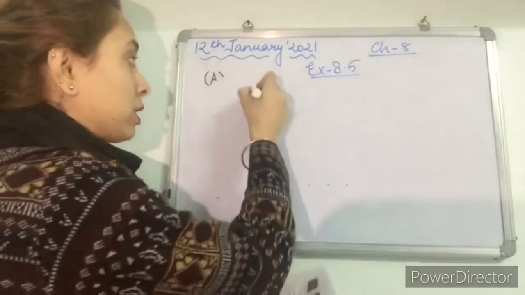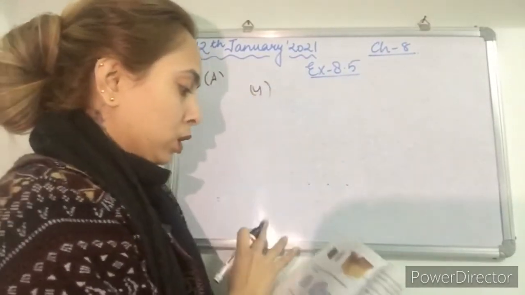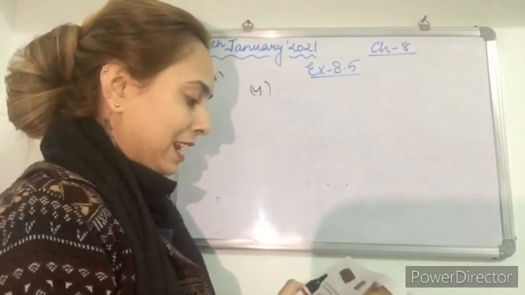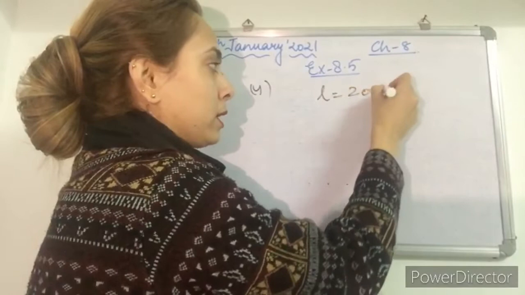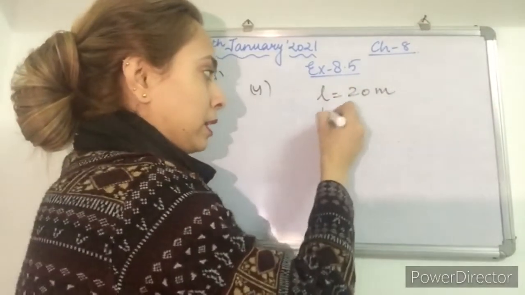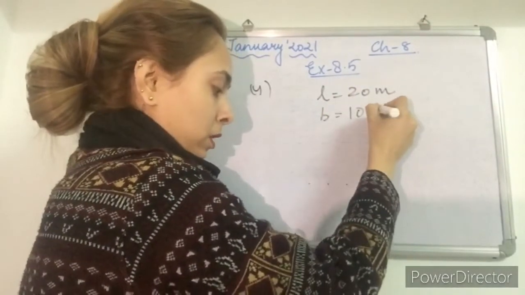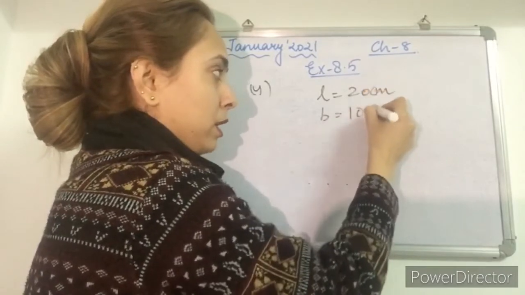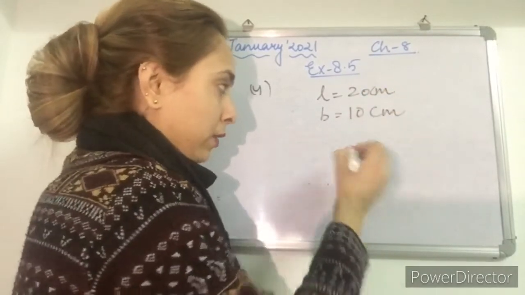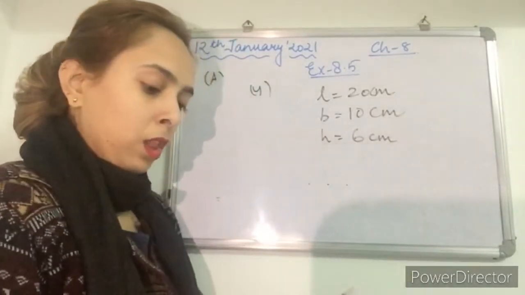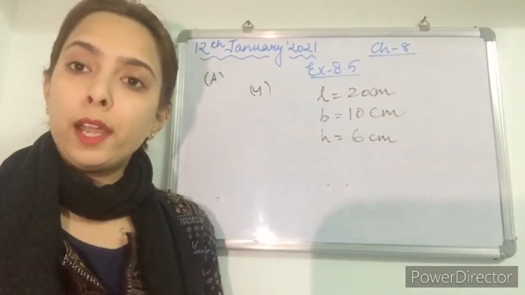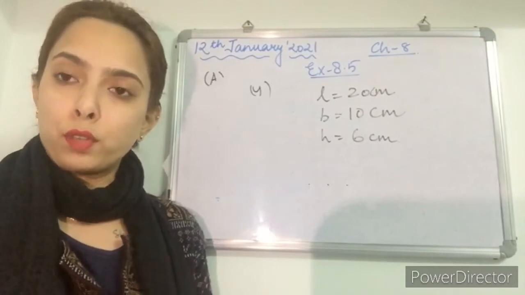So fourth sum, it's a brick. So brick, what is the length, student? The length is 20 centimeters, breadth is 10 centimeters, and the height is 6 centimeters. All the parameters are different. Here you will apply the method of cuboid.